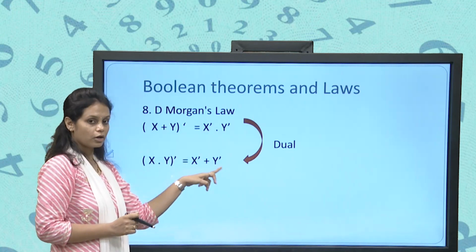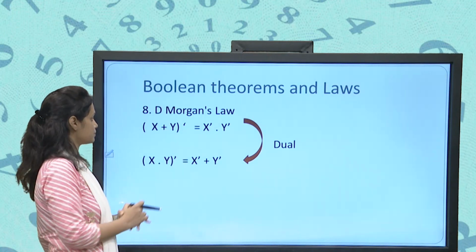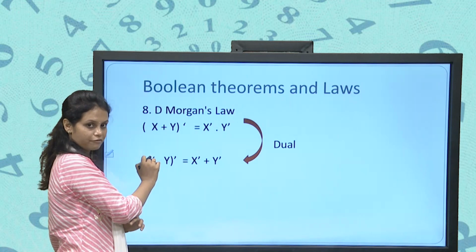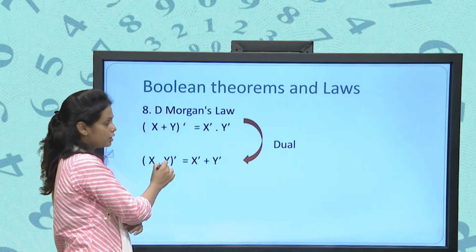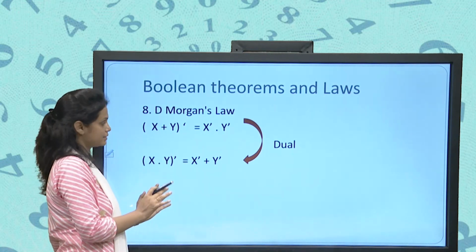We will write the dual of this. What is the dual of this? x stays as x, plus is replaced by dot, and y remains the same, fine.